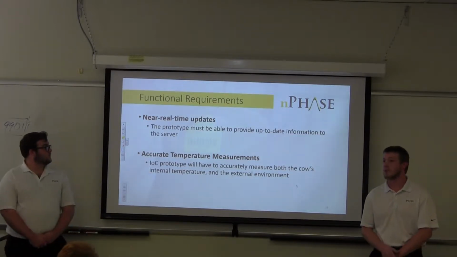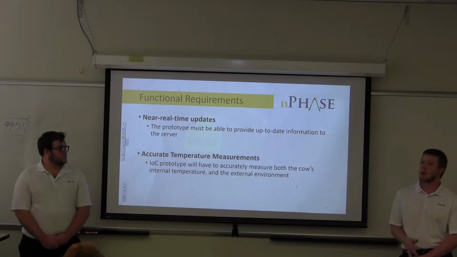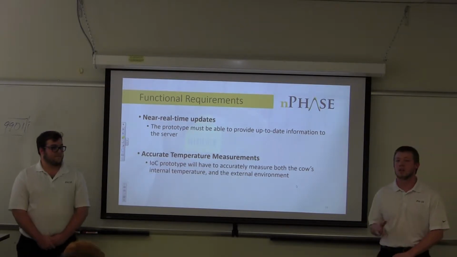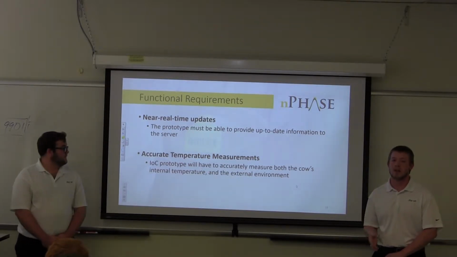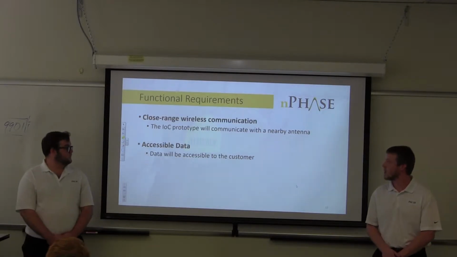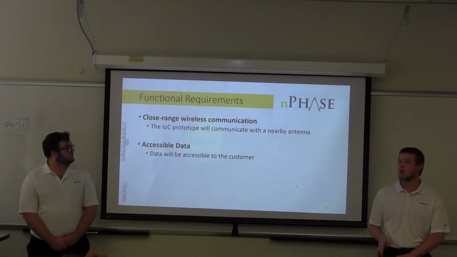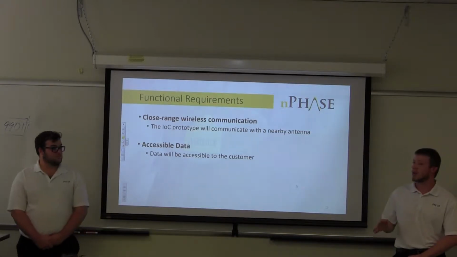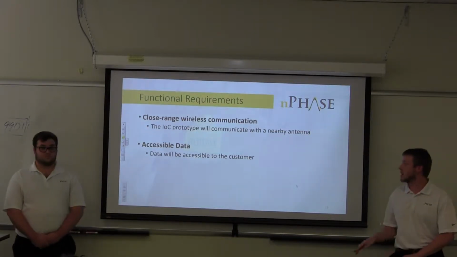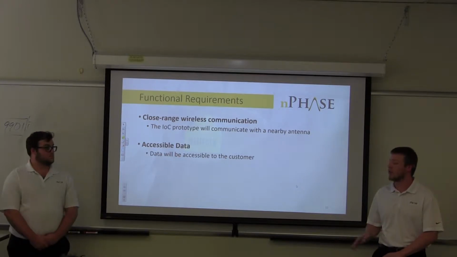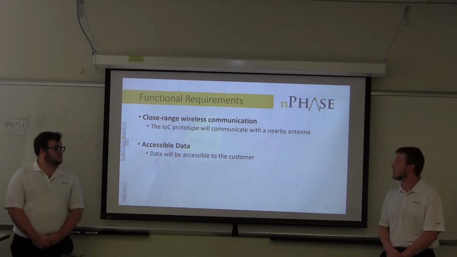Next we have accurate temperature measurements. The IOC prototype must be able to accurately measure the ambient temperature around the cow and the actual temperature of the cow itself. Next we have close-range wireless communication, and all the information from the prototype must be able to communicate to a nearby antenna. And then last we have the accessible data requirement, so all this data must be accessible to the customer.